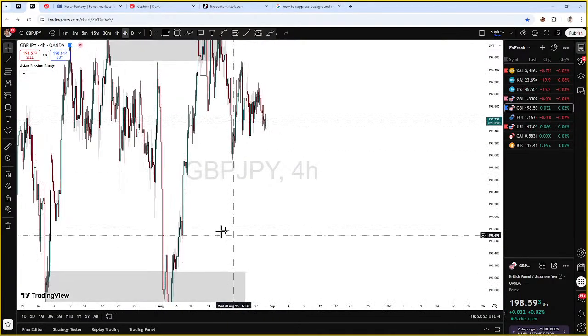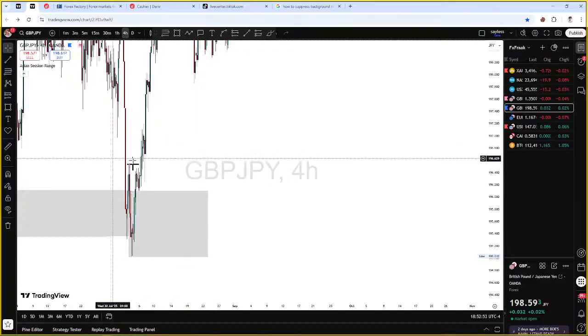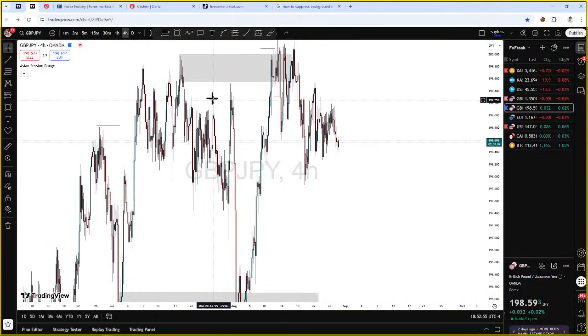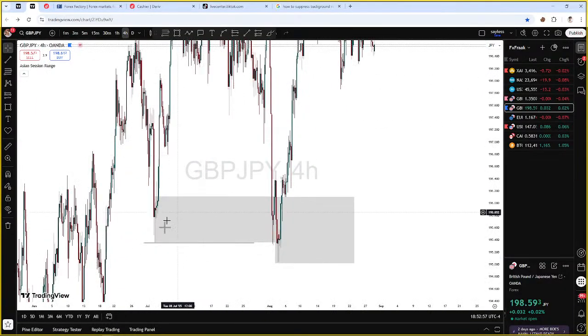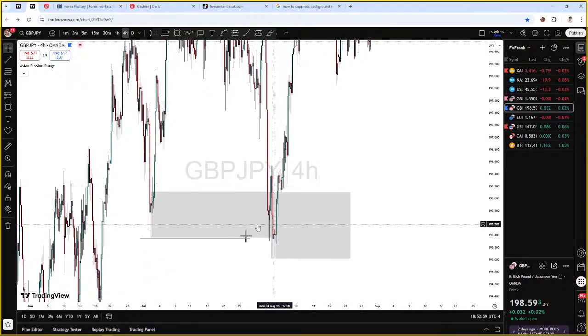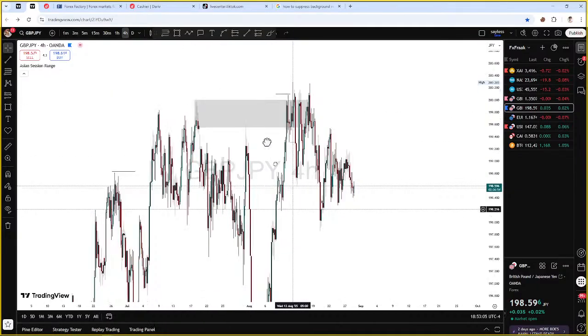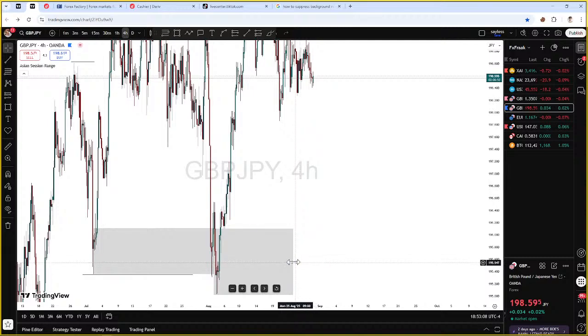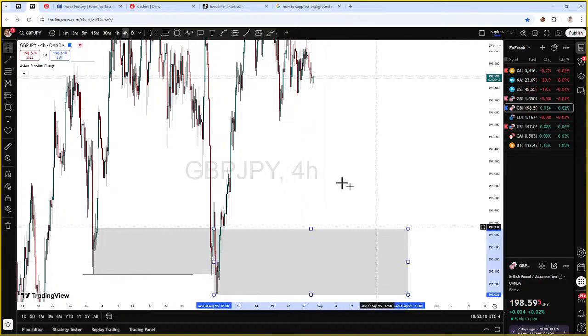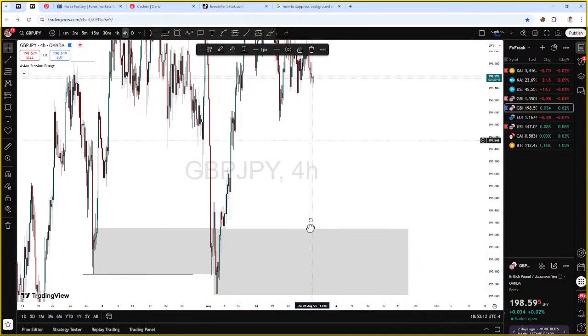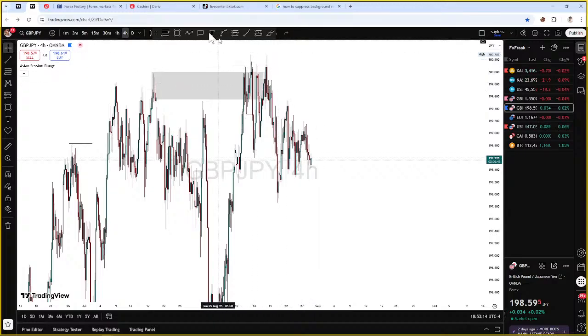So now, if I see a change of character in this low, it is valid with respect to this last break of structure. Since this one was the last break of structure, it is the leg that broke this structure to the upside. So this change of character that you see on the 4 hour time frame is valid with respect to this one. So any trade that you are taking, let's say you took this trade based on this change of character on this 4 hour time frame.